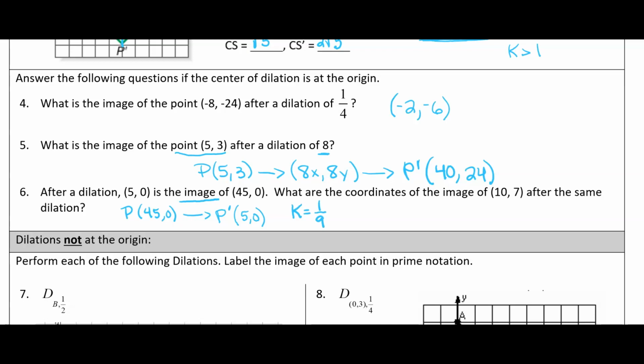Now, the question is saying, what are the coordinates of the image 10, 7 after that same dilation? So now we have 10, 7, and we're going to do the scale factor of 1/9. So we are simply going to take 10, divide it by 9, and we're going to take 7 and divide it by 9. Those do not work out perfect, therefore we just stop. We just leave them as improper fractions, or just like that. But there's nothing we can do with that, so we leave it like that.